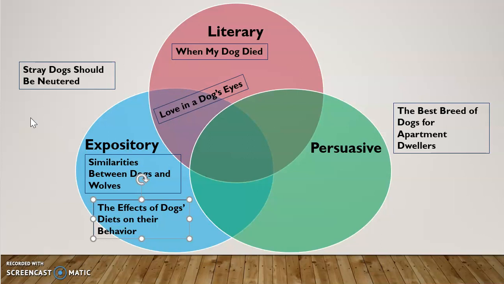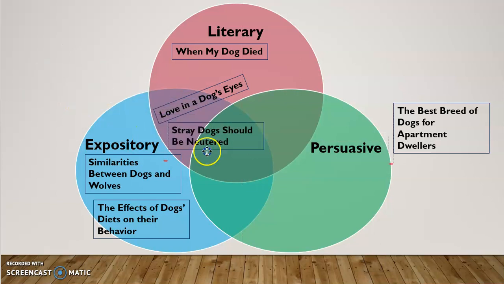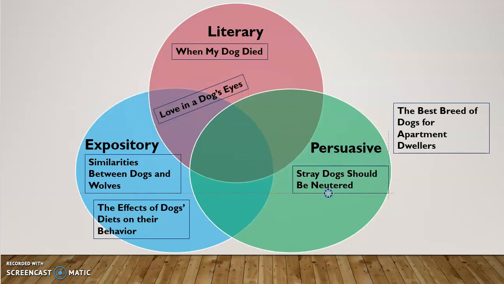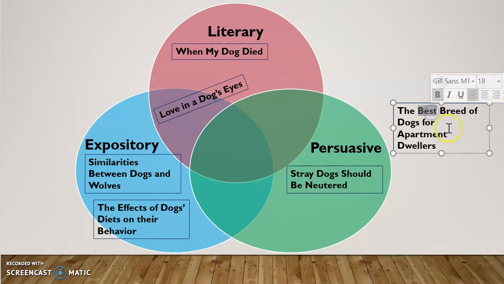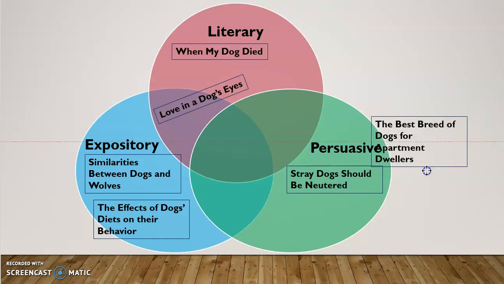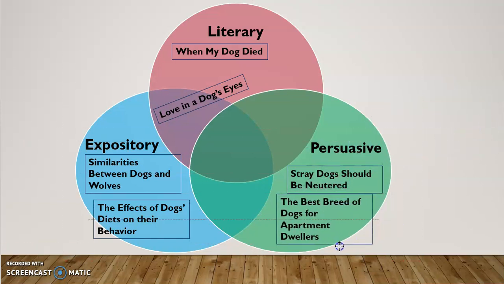Now we have two left. Stray dogs should be neutered. So there's a key word here, should. That lets me know this is going to be someone's opinion, therefore it belongs under the persuasive category. Okay, and lastly, we have the best breed of dogs for apartment dwellers. The word best signals that this is also an opinion, so we're going to go ahead and put this under the category of persuasive.